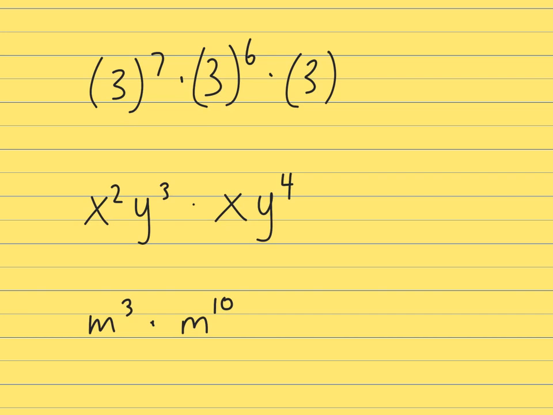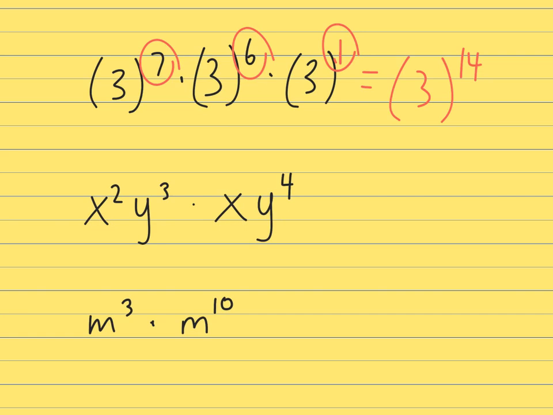Here is the first slide, the first question here. 3 to the 7th times 3 to the 6th times 3. Now that 3 is really the same as 3 to the first power, so that's how you think of that. And when you multiply, you keep the base, 3, and you add the powers. 7 plus 6 plus 1 gives you 14. So 3 to the 14th power would be your answer for that one.